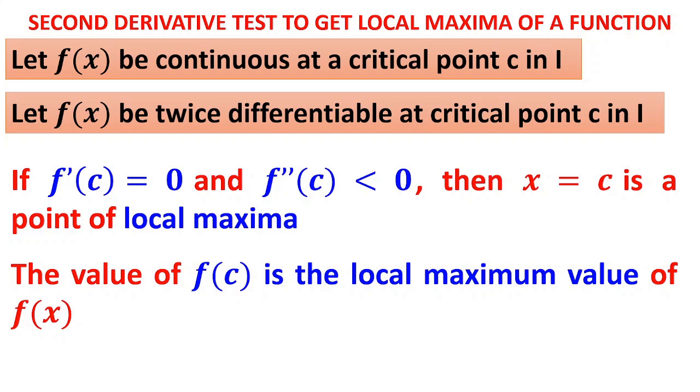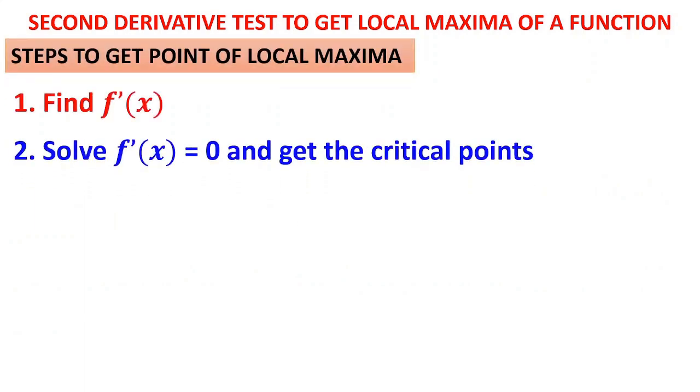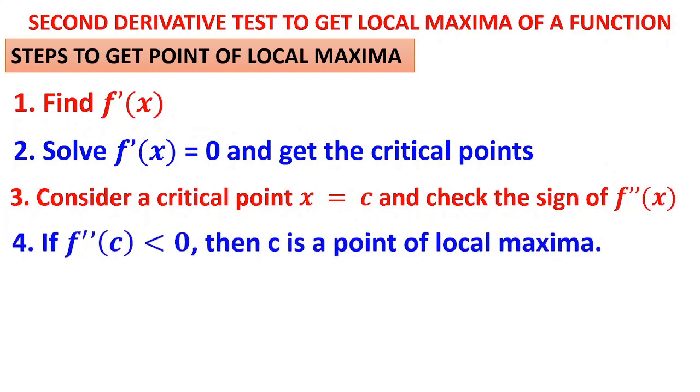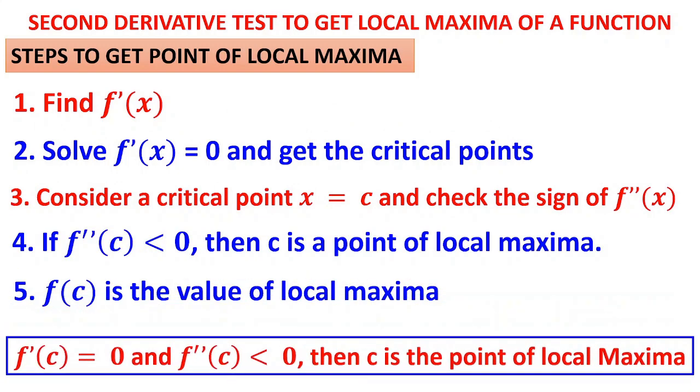What do you have to do? You have to find f dash of x and put the critical point there. If the second derivative is negative, that is a local maxima. To find local maxima, find f dash of x, solve f dash of x, get the critical point. Then consider the critical point and check the sign of f double dash of x, and if it is less than 0, then c is the point of local maxima. Remember, this second derivative test can be applied only when the second derivative is available.